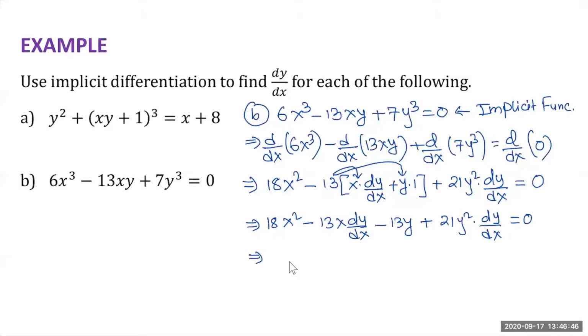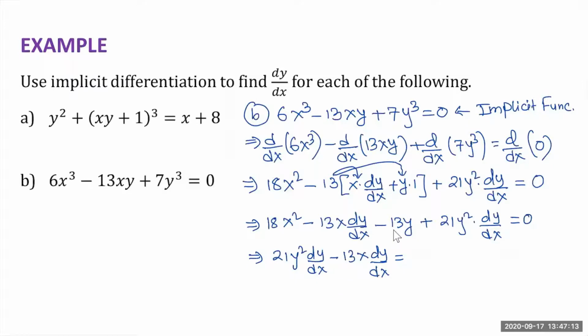On the left-hand side, I have this term, let me write that, 21y squared times dy over dx. And the other one is here with dy over dx, that is minus 13x dy over dx. So the terms with dy over dx, I am going to keep on the left-hand side because I'm looking for dy over dx. And then I'm going to move everything else to the right-hand side.